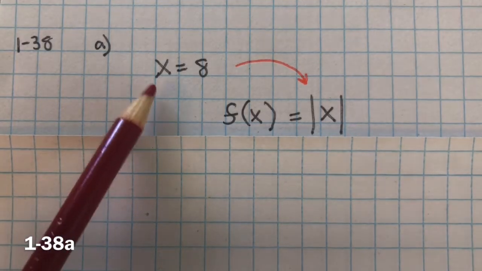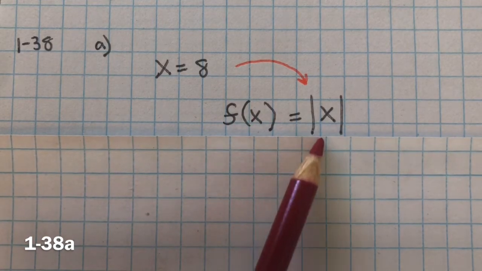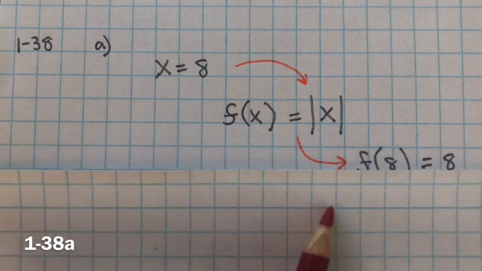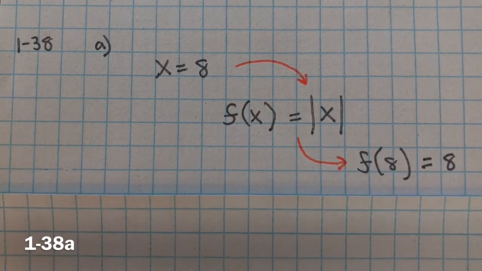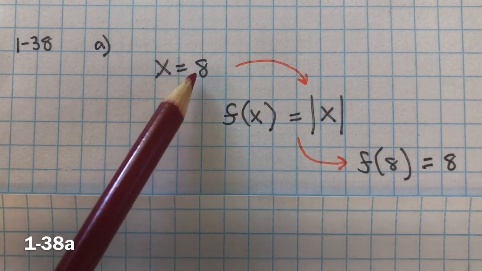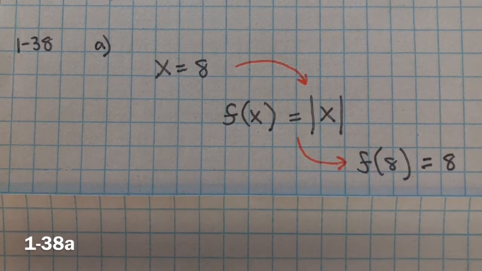So when we input A into f of x equals the absolute value of x, so x equals 8, the absolute value of 8 is 8. And remember, the absolute value is the distance from 0. So if x equaled negative 8, the absolute value of negative 8 would also be 8 because the distance from 0 to negative 8 is 8 units.